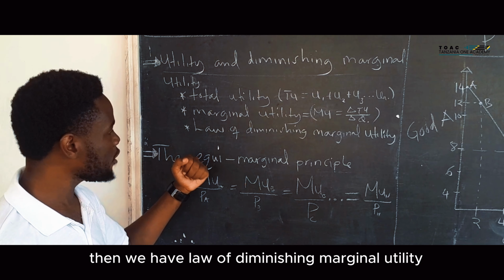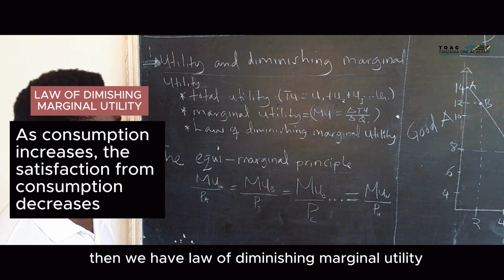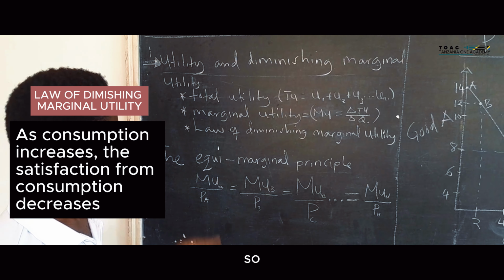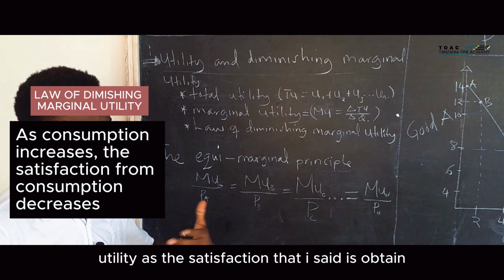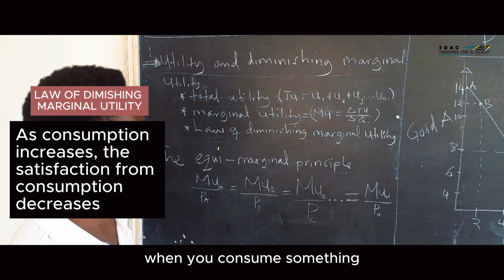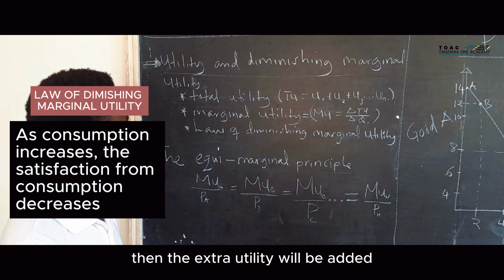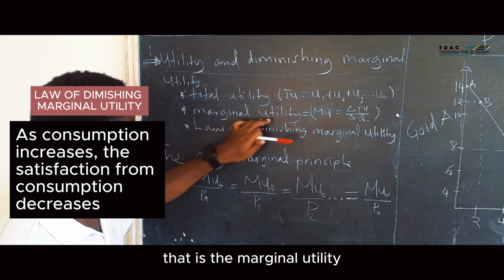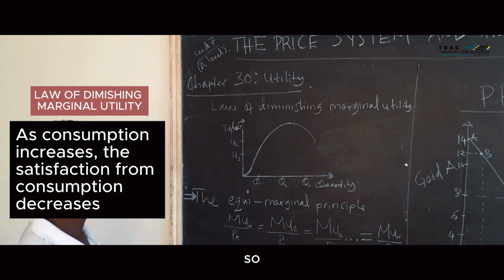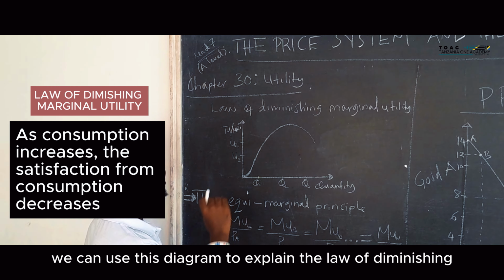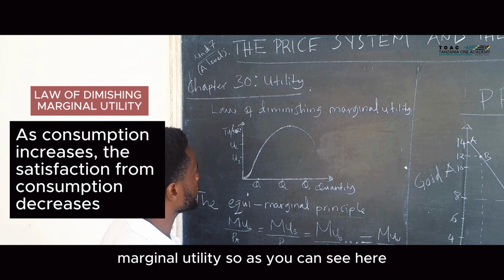Then we have the law of diminishing marginal utility. Utility is the satisfaction obtained when you consume something, and after you add another unit, the extra utility that is added is the marginal utility. So we can use this diagram to explain the law of diminishing marginal utility.